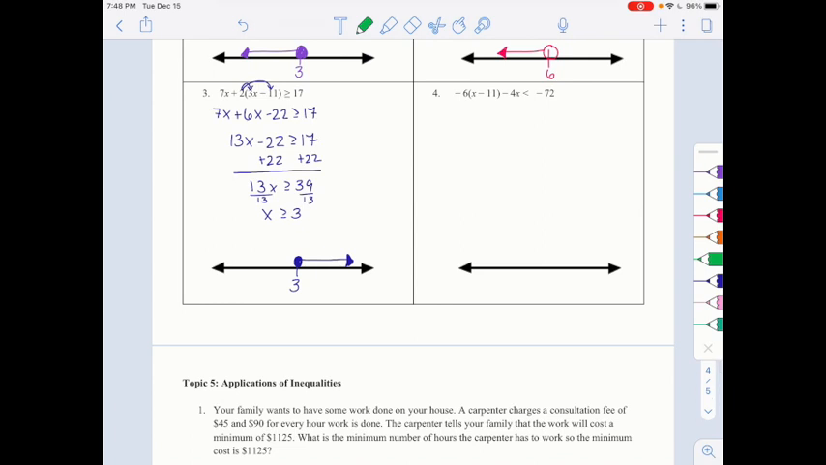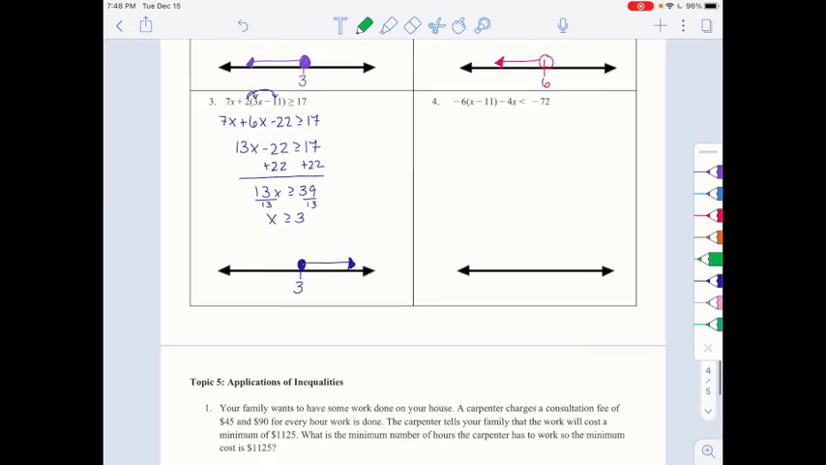Last solving inequality, and then we're almost done here. So for number 4, I'm going to distribute. So that's negative 6x plus 66. Negative 6 times negative 11 is plus 66. Bring down everything else. Combine like terms, negative 6x, negative 4x gets me negative 10x. I'm going to subtract 66 from both sides. That's negative 10x less than negative 138.